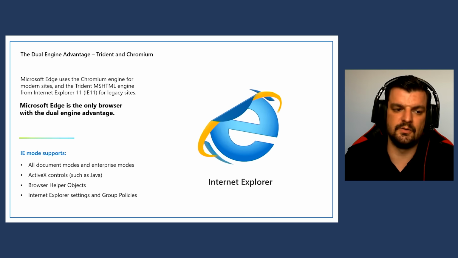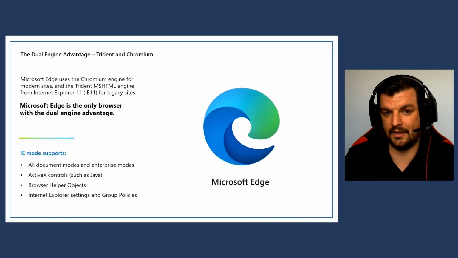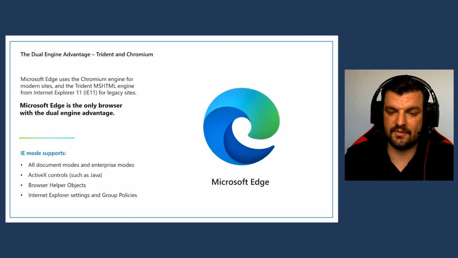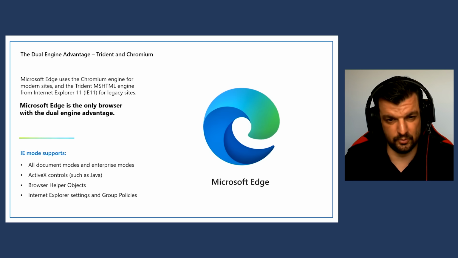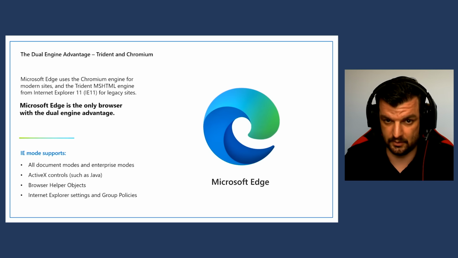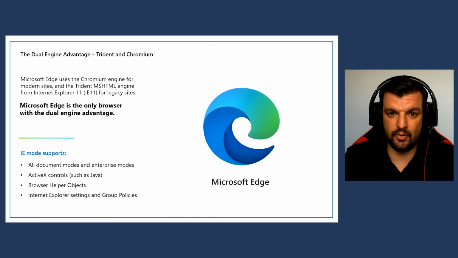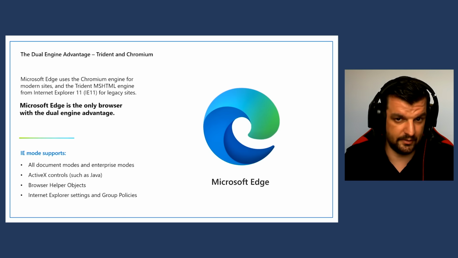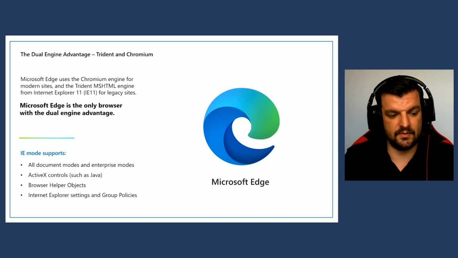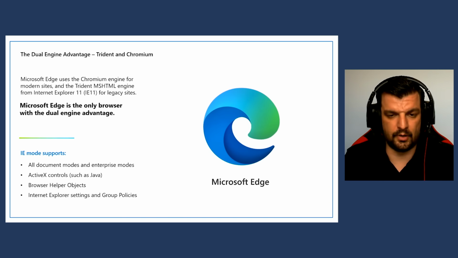Microsoft Edge uses the Chromium engine for modern sites and the Trident MS-HTML engine from Internet Explorer 11 for legacy sites. So Microsoft Edge is the only browser with this dual engine advantage, allowing you to load all of your sites, modern or legacy, in one browser. IE mode supports all of the document modes and enterprise modes that were supported in Internet Explorer 11, any of those ActiveX controls like Java, browser helper objects, and any of the Internet Explorer settings and group policies from before.